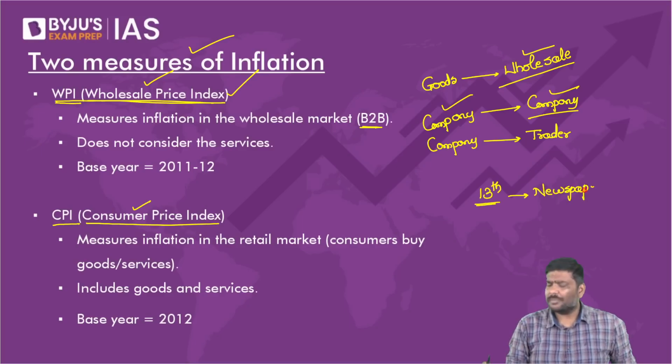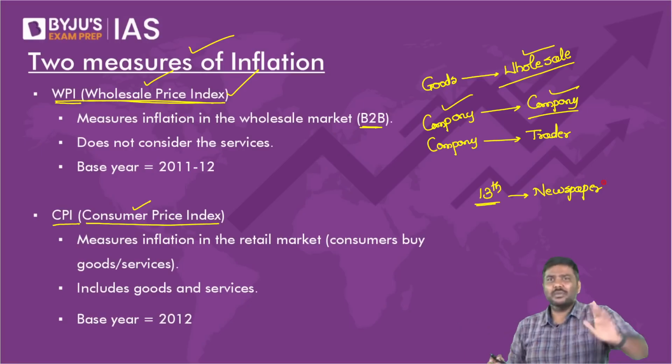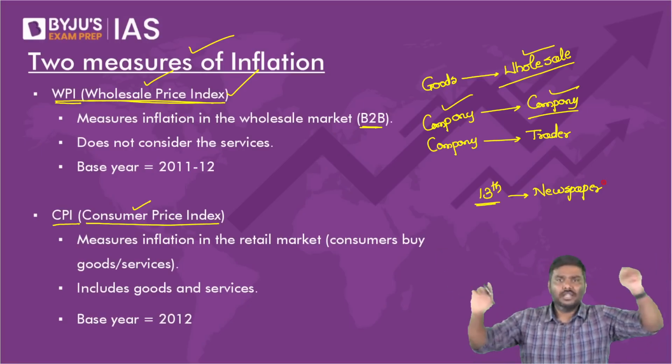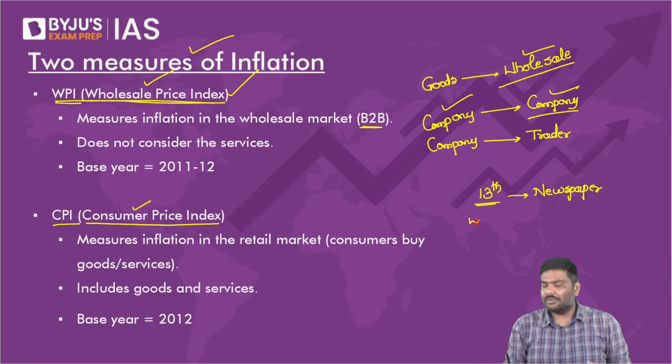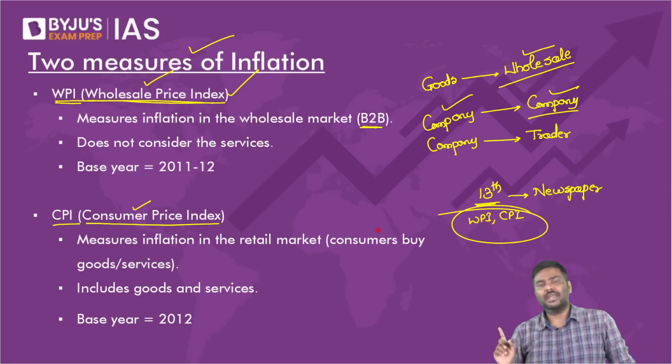Please read a newspaper, but it should be a national daily. Don't say I read a regional newspaper, sir, because you said any newspaper. Read any national newspaper, and you will come across data regarding WPI and CPI.